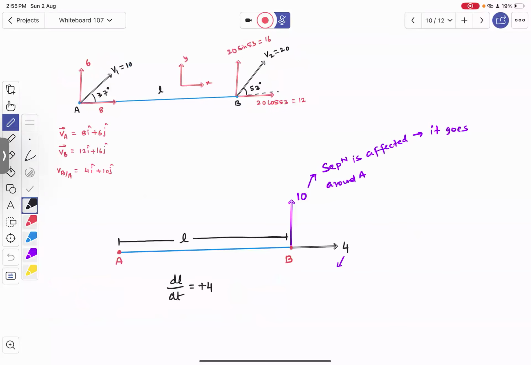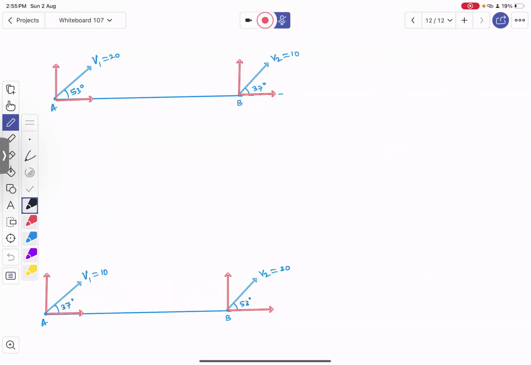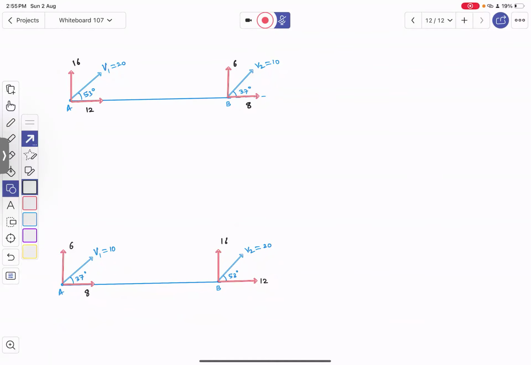Same values I'll copy. 20 cos 53, 12. So 12, 8, 6, 16. So it's going to be 12. So in first case, if I sit in the frame of A, in second case, I will do that as done already.